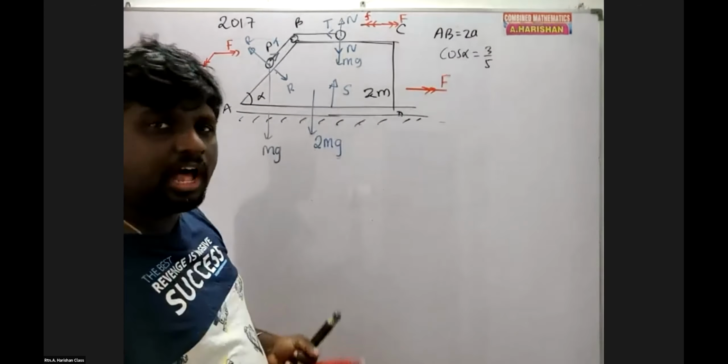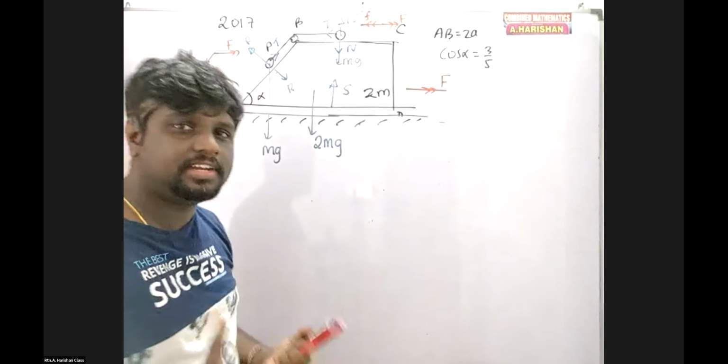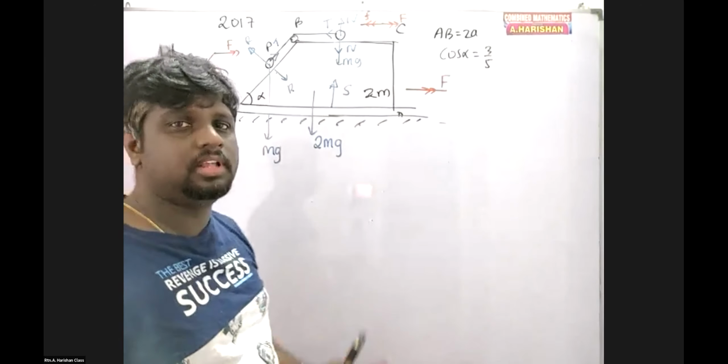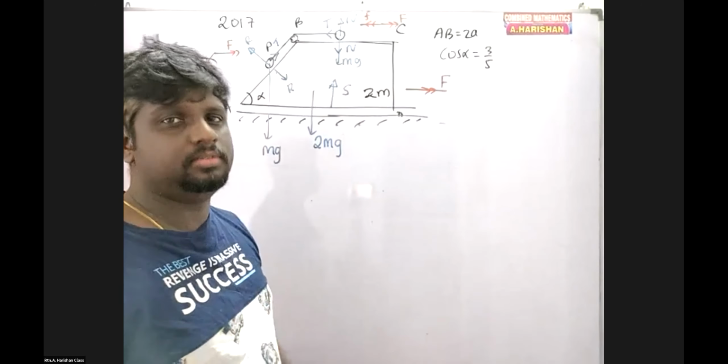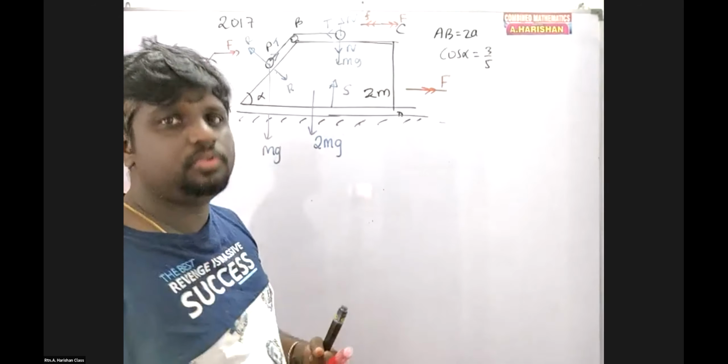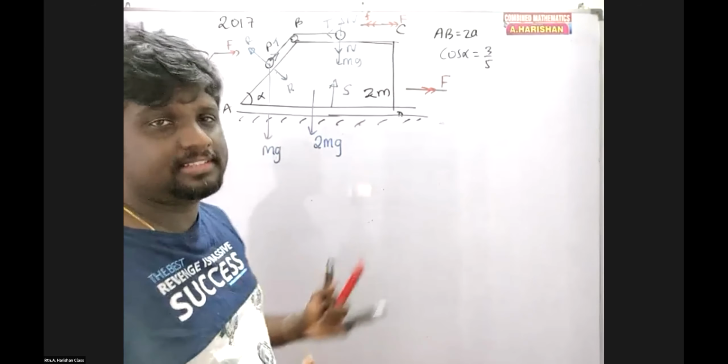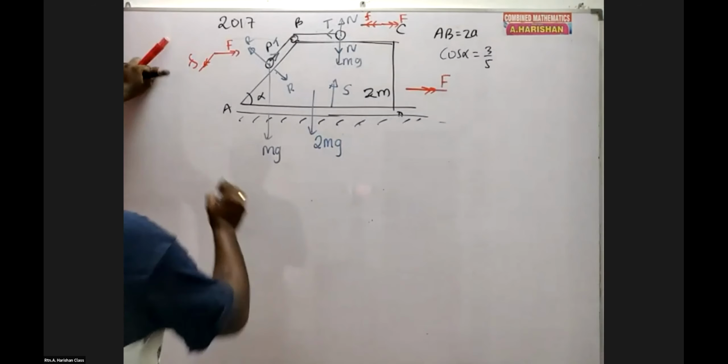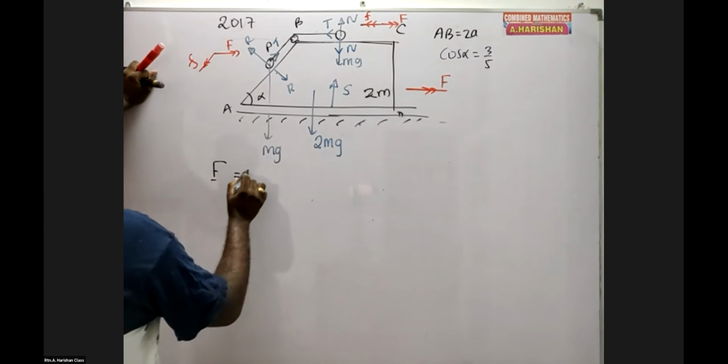So how to apply F equals ma? What is a suitable direction, suitable particle or suitable thing to choose? First of all, you have to apply it to the system, right? So horizontally, F equals ma.